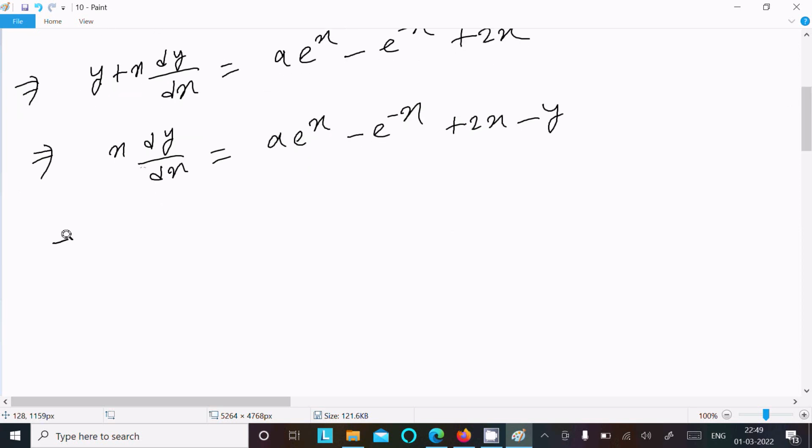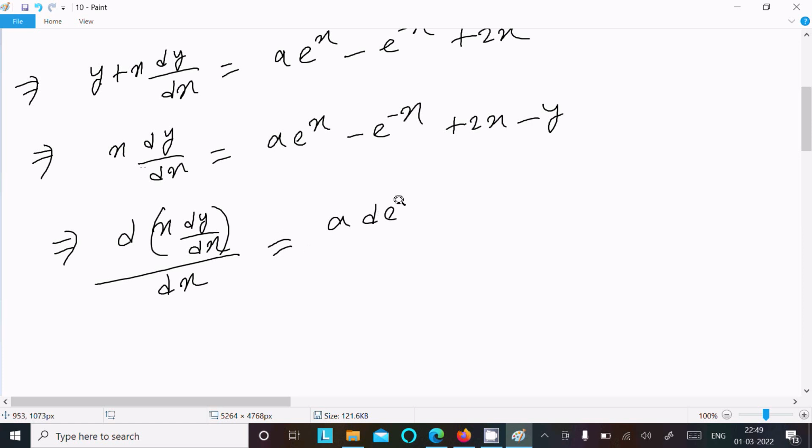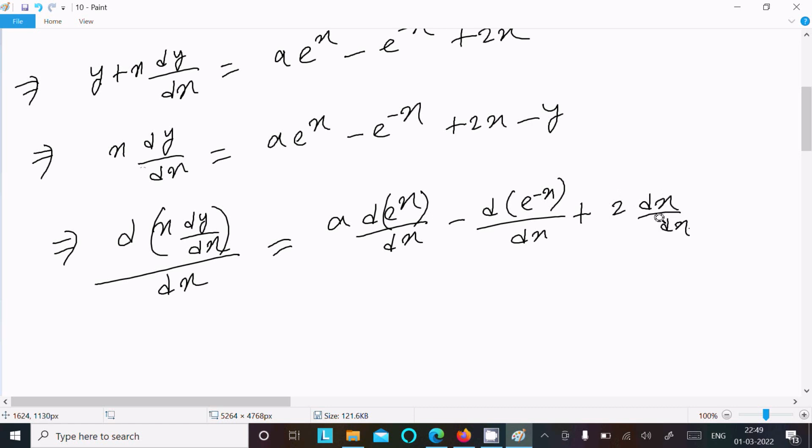So doing the differentiation again, here d(x dy/dx)/dx, and here a d(e^x)/dx, minus the next is d(e^(-x))/dx, and here 2 dx/dx, and here minus dy/dx.